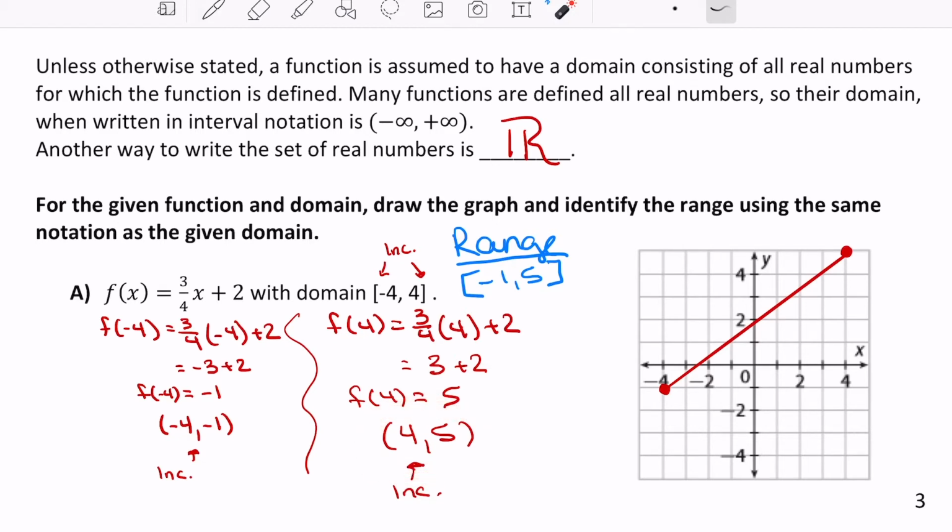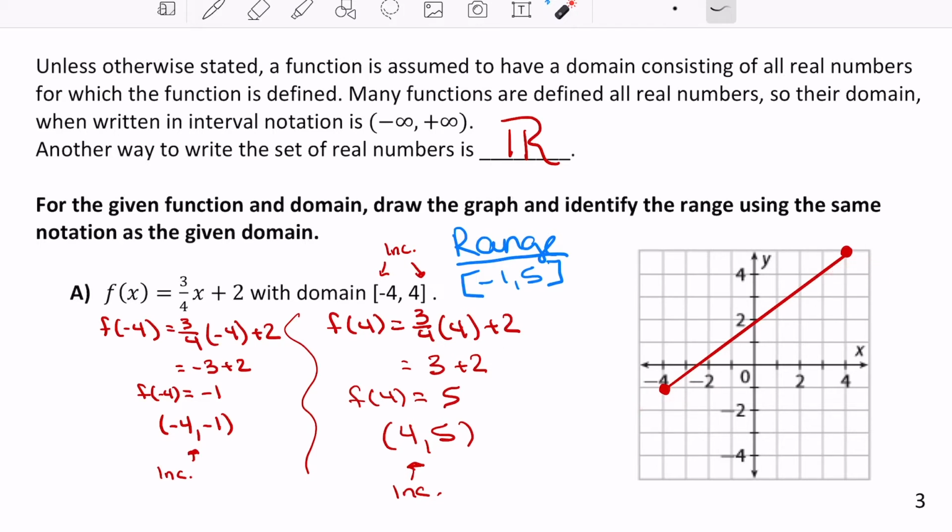Now, when you are given the domain in interval notation, remember to look for brackets or parentheses to determine if your points are included or not included. In this case, they are both brackets, which tells us that they are both included. So we use closed circles on both ends, connect them, and you have your function. It begins and it ends.